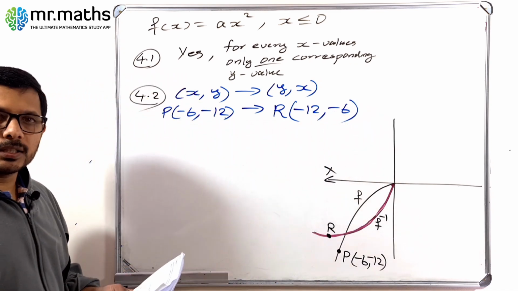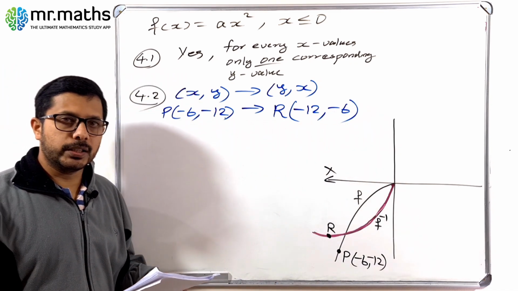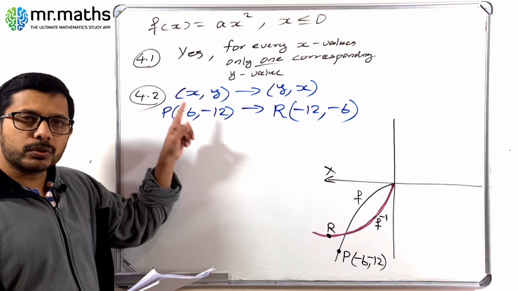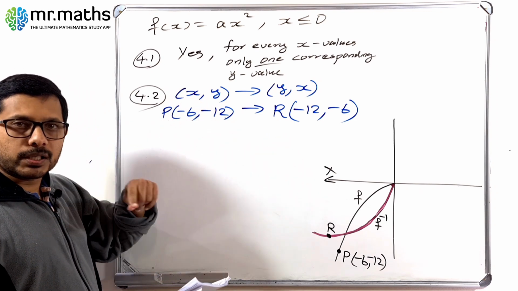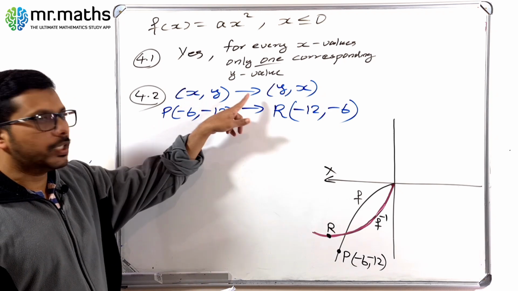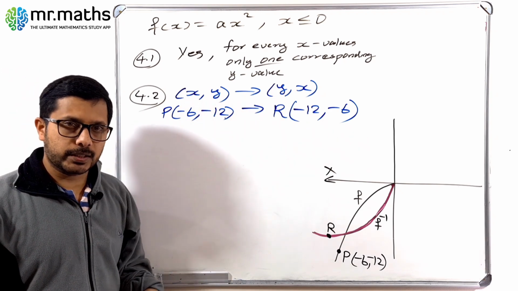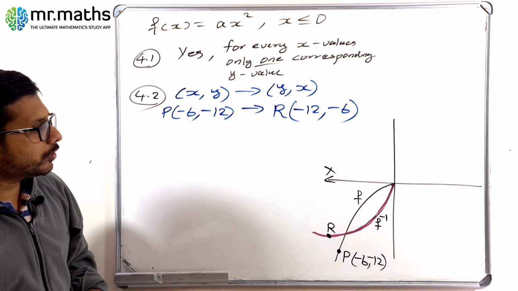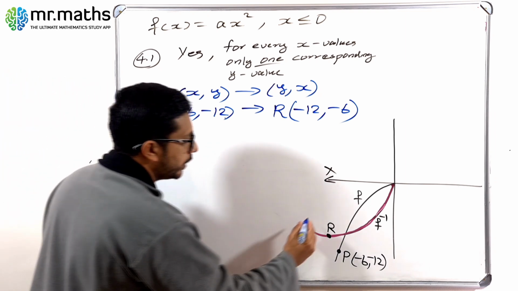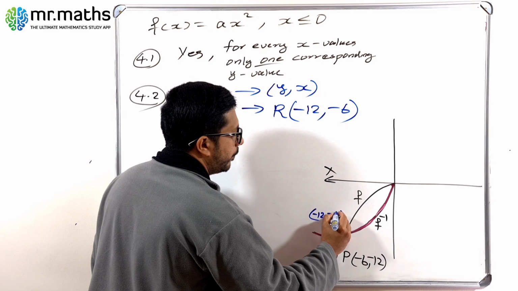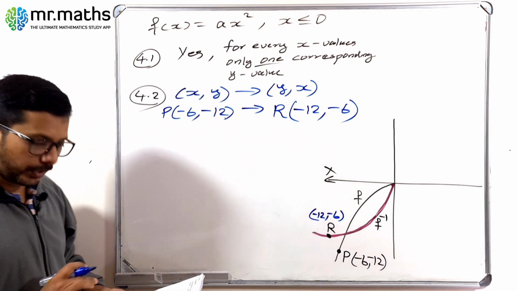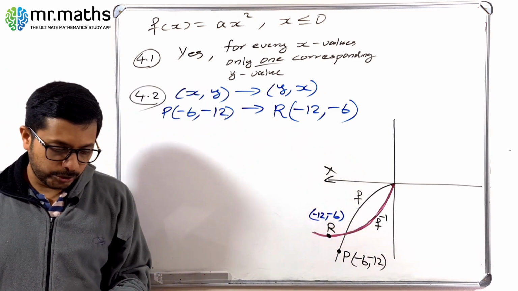So to answer that question, you have to understand that if the reflection is based on the line y is equal to x, that dotted line, then x comma y changes to y comma x. So the coordinate of this R is -12 comma -6. Okay, so that is question number 4.2.